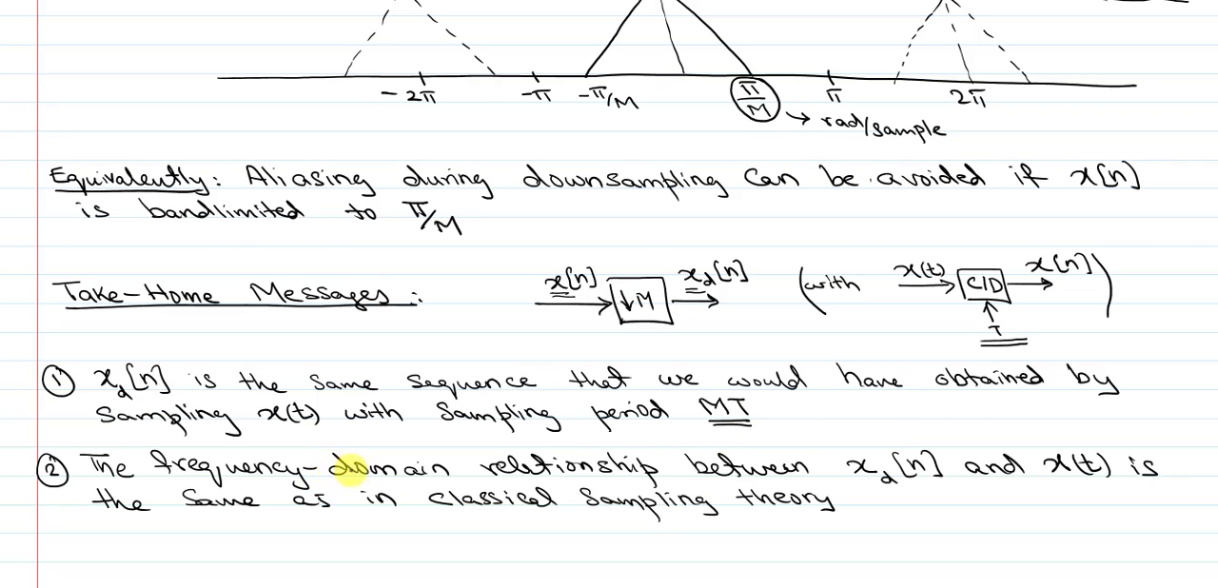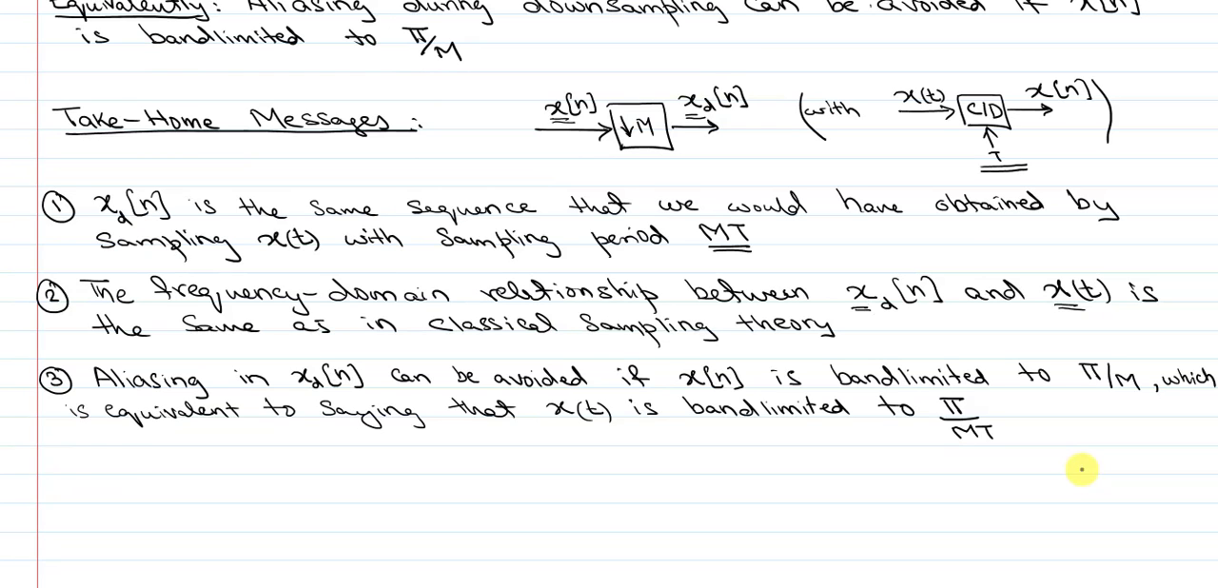The second message is that the frequency domain relationship between the downsampled signal and the original continuous time signal is the same as in classical sampling theory. We get scaling of the frequency axis by a factor of MT. We get scaling of the amplitude by a factor of 1 over MT. And we get multiple copies that are shifted by multiples of 2 pi. And the last message is that aliasing in the downsampled signal xd[n] can be avoided if the original sequence that you downsampled is band limited to pi over M, which is equivalent to saying that the original signal was band limited to pi over MT.